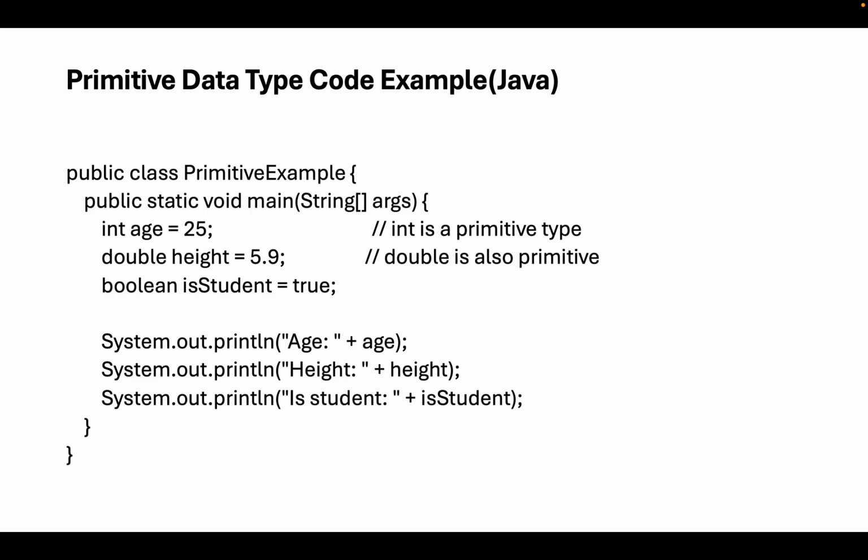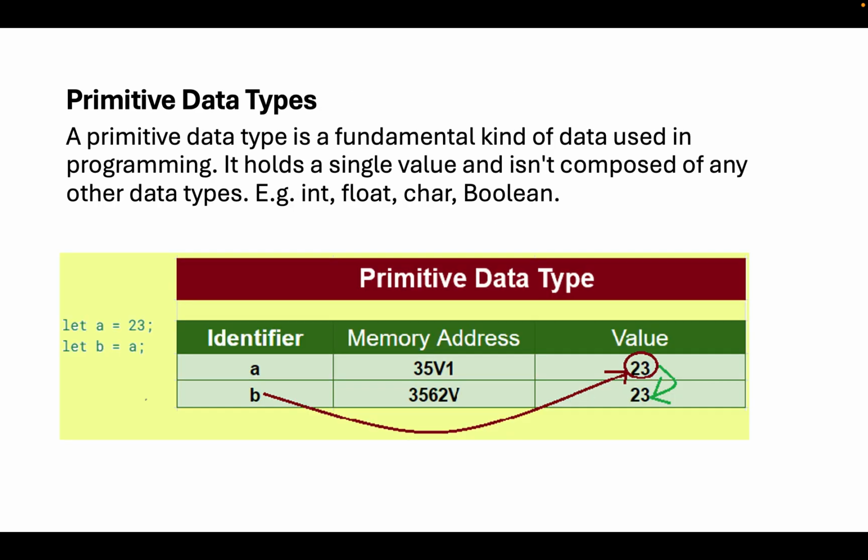double height is equal to 5.9. In the previous example, I made mention of float, and I said float stores decimal numbers. Well, double also stores decimal numbers, but double stores to a certain extent, and float also stores to a certain extent. So double height equal to 5.9 is also a primitive data type because it holds only one single value.